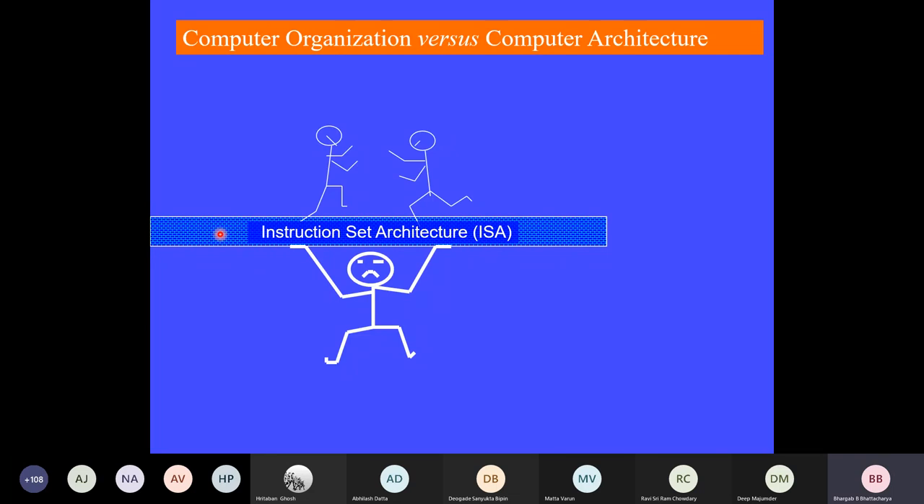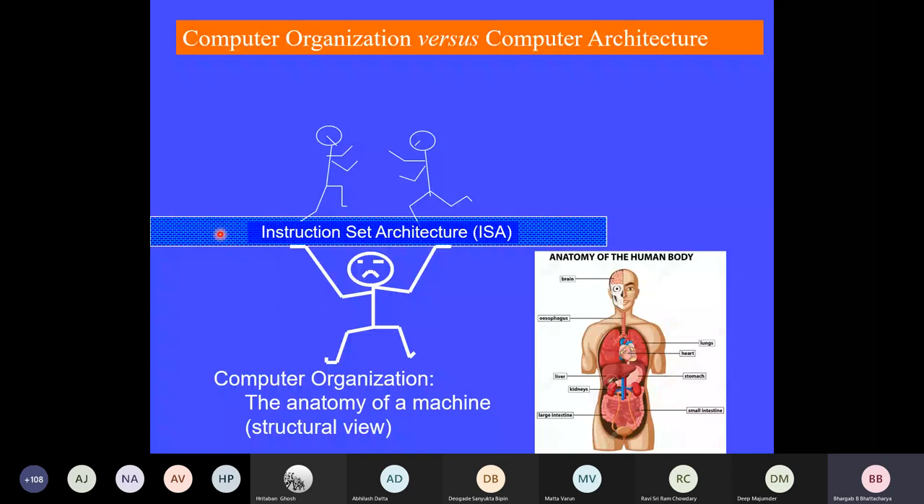You may imagine it this way also. Computer organization refers to the anatomy, the structural view of the machine. Suppose you have a human body. If you are concerned with the anatomy, where the liver, heart, kidney and so on are, then this is analogous to computer organization, the structural view of the machine.